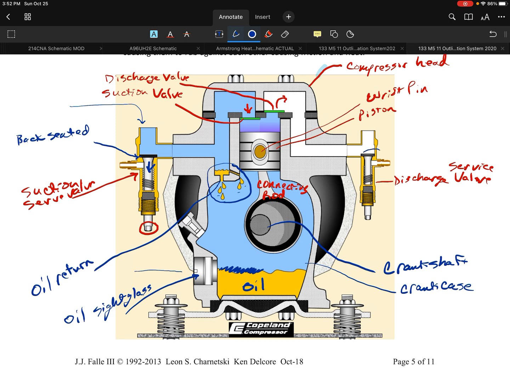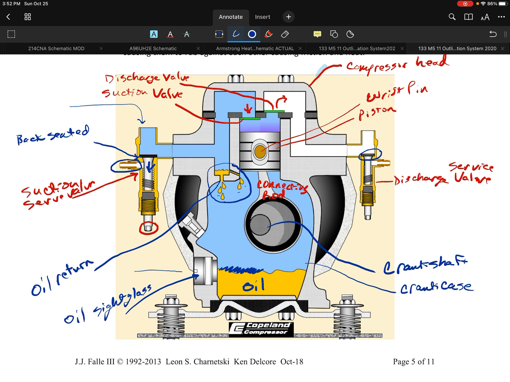Now, you'll also notice on this side, we're also shown in the back-seated position. Now, the beauty of that back-seated position is it actually blocks off this port, which is good because that allows me to take my gauges off when I'm working on a system. On the far right side, it is also shown in a back-seated position. But what does that mean?